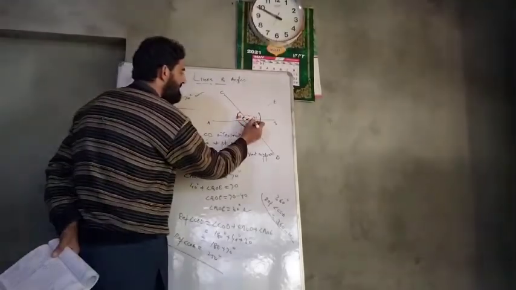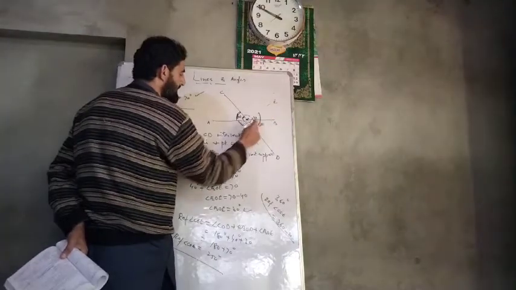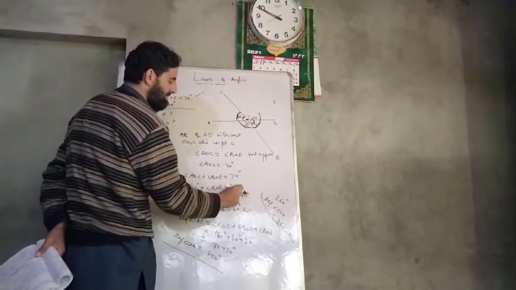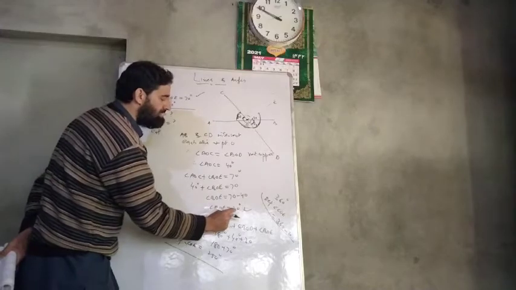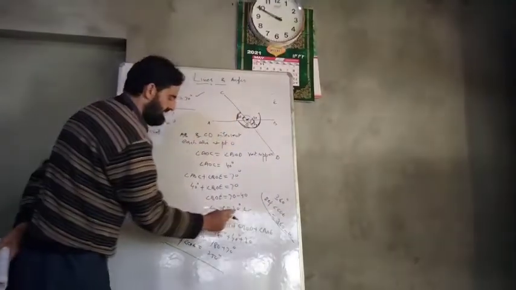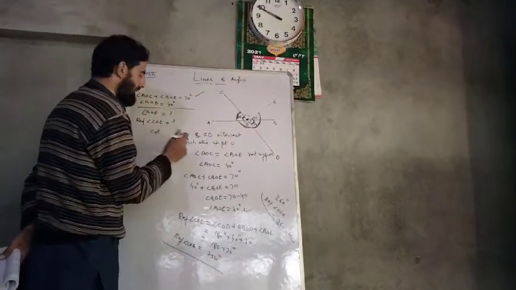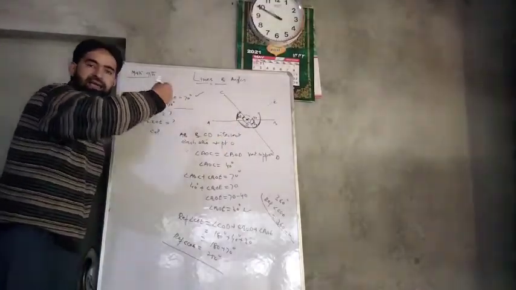Now this is 40, this is 40. Now it was given that AOC plus BOE is equal to 70, and we found BOE is equal to 30 degrees. That is 70 minus 40, that is 30 degrees. Now we have to find the reflex of angle COE. Reflex, you know, is the angle from outside.